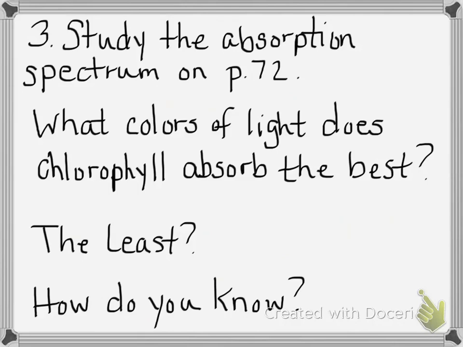Guys, let's study the graph on page 72. Let's specifically look at chlorophyll A, because you have learned chlorophyll A is the essential pigment of photosynthesis. It says, what colors of light does chlorophyll A absorb the best? Purple. Okay, got some blue. Anything else? Orange and red. I agree.